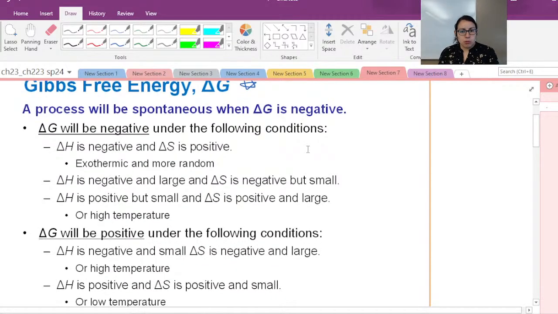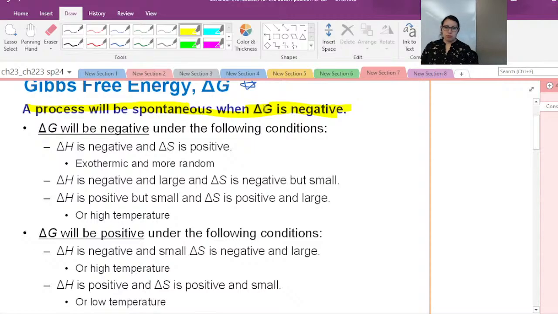Again, let's go through the verbal part, and then we'll get into the math. The key part is, of course, highlight this: a process will be spontaneous when delta G is negative. So we're looking for a negative delta G. And so we have available Gibbs free energy under the following conditions.